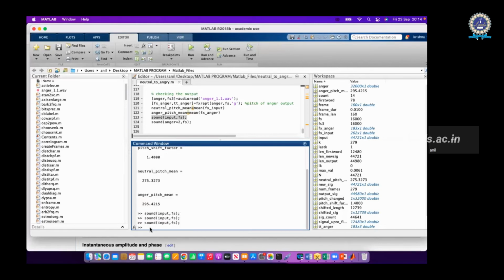It is a normal speech signal. Now, I think many of you already know this one, right?